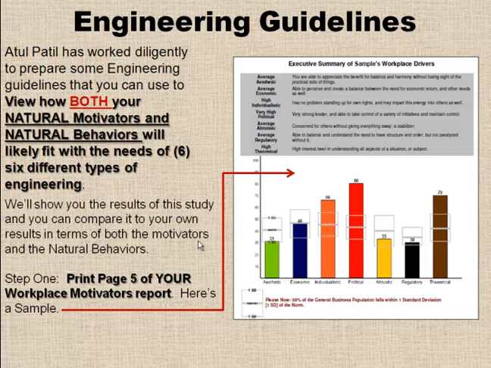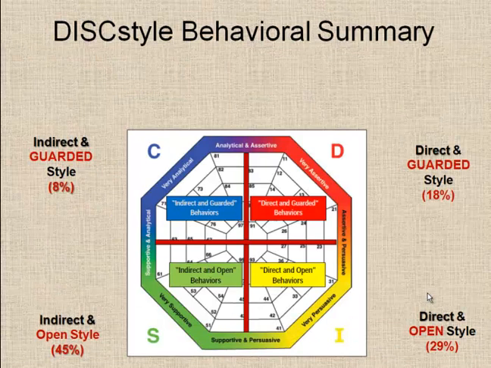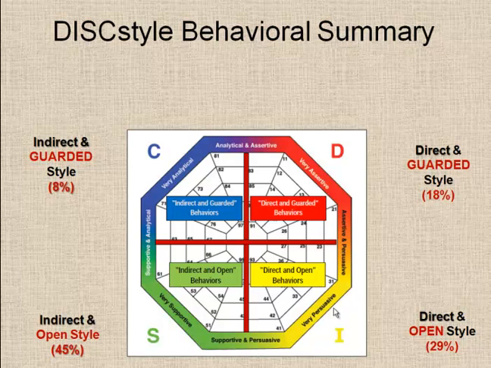So looking at the motivators in your workplace index, you're going to print page 5, which is your page that'll look like this. And this is just a sample. Your page, the scores will be different. And you will use this to compare to the benchmarks on the benchmarking page, which is located right here. And you can compare your models to those scores in terms of the motivators, and then the same with the behaviors. And all of this information is included for each of the 6 benchmarks.